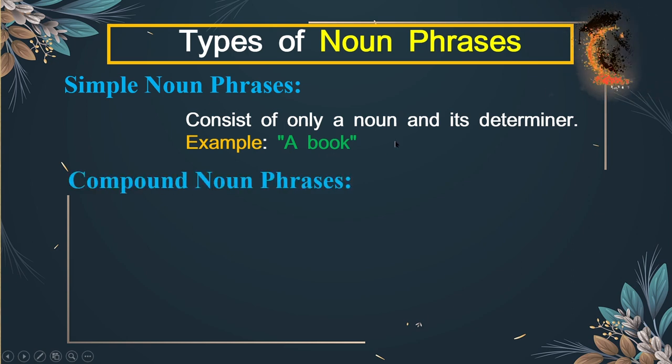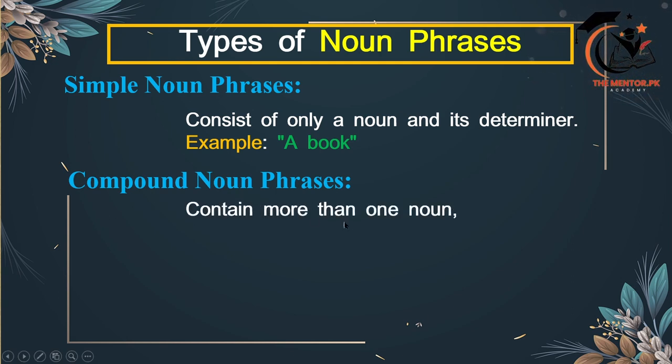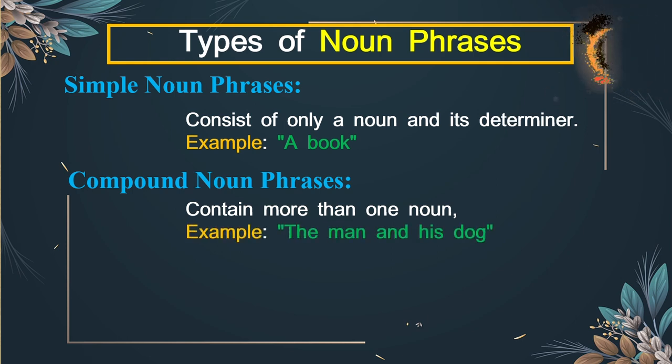Compound noun phrase. It consists of more than one noun. For example, the man and his dog. Man and dog are nouns and they are connected by a conjunction.